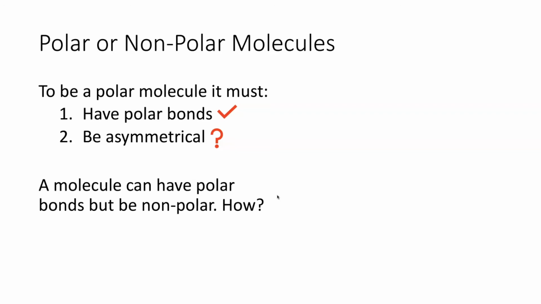Well, a molecule can have polar bonds, but it can also be nonpolar. How is that possible? Let's think about that. Well, it's because it's a symmetrical molecule. So this is where molecular geometry comes in, as we must consider it to determine if something is going to be polar.